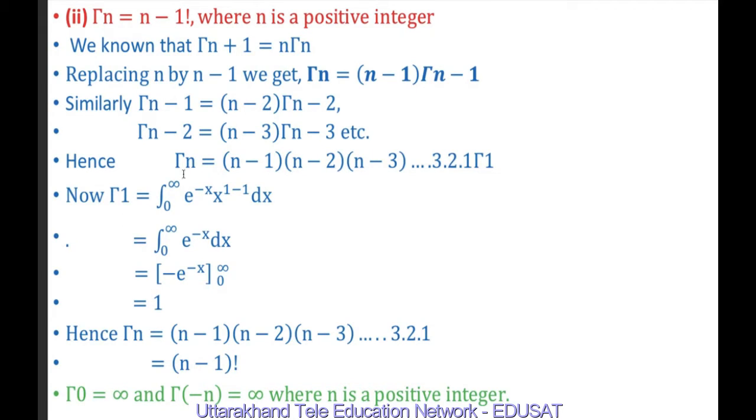It means gamma n is equal to n minus 1, n minus 2, n minus 3, down to 3, 2, 1, because gamma 1 is 1. So it is nothing but factorial n minus 1. This we have studied in high school classes. Also remember that gamma 0 is infinity and gamma minus n is equal to infinity where n is a positive integer.